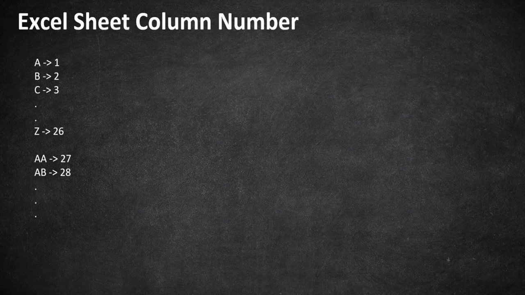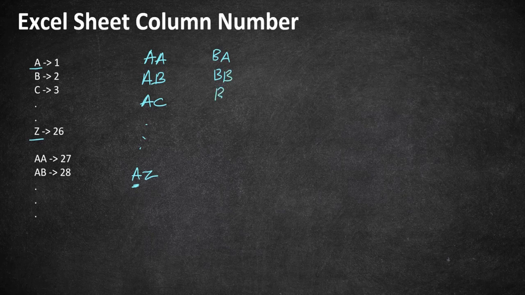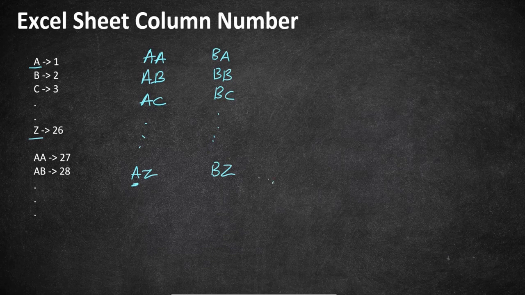So let's consider the pattern of how the Excel sheet alphabets are numbered. As we know, starting from A to Z, the numbers are going to be 1 to 26 correspondingly. But after Z, the column titles start appearing like AA, AB, AC, and so on till AZ. And once this is done, it is going to start with BA, BB, BC, and so on till BZ. So this goes till ZZ.